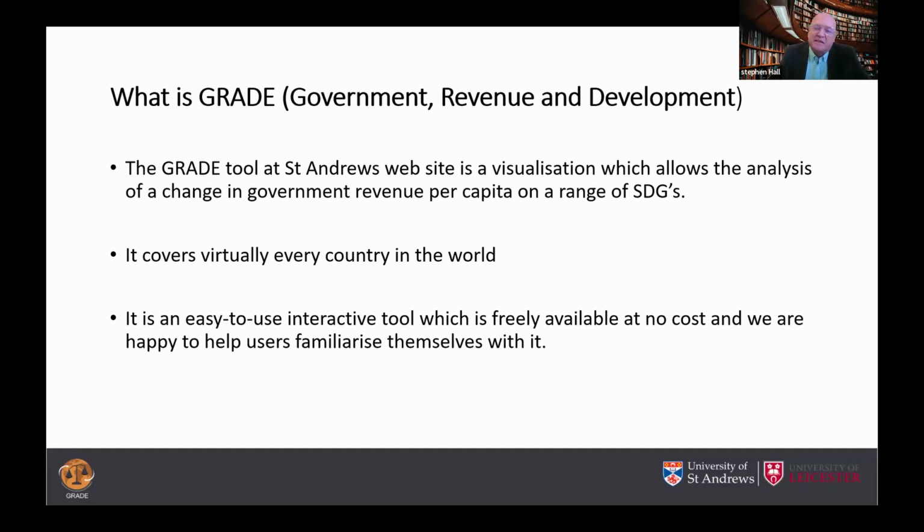The GRADE tool at St Andrews is what we think of as a visualization. That's something which is relatively easy to use. It can be used by almost anybody who's familiar with computers. And what it shows is how a change in government revenue per capita affects a whole range of the SDGs that we are normally very concerned about. It covers virtually every country in the world. It's an easy to use interactive tool, which is freely available at no cost to any of you. And I should say that we're happy to help users who are not too familiar with this tool to get into it and to come to understand exactly how to use it.